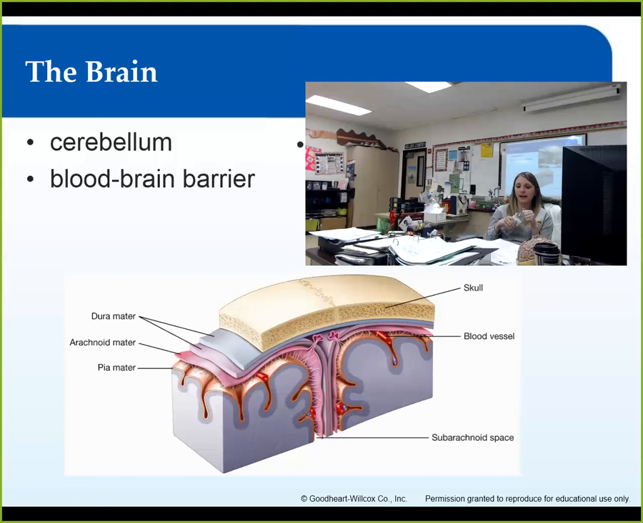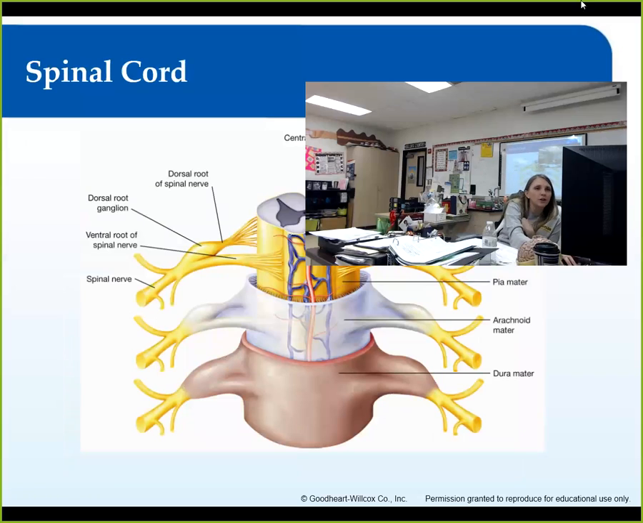But those are the layers. Okay, pia mater is attached directly to the brain. If I remember correctly from before when we dissected the brain, you could still see some of the arachnoid mater for sure. And then the pia mater is kind of hard to tell because it's just attached to the brain. It doesn't really just come off. All right, spinal cord.